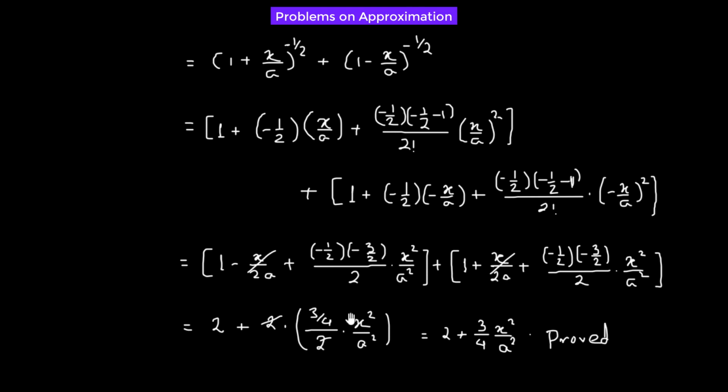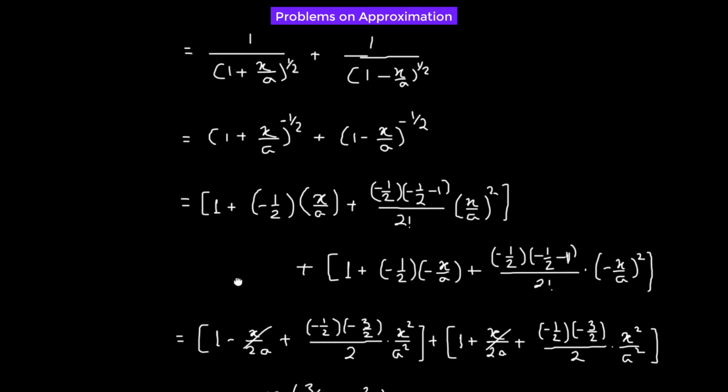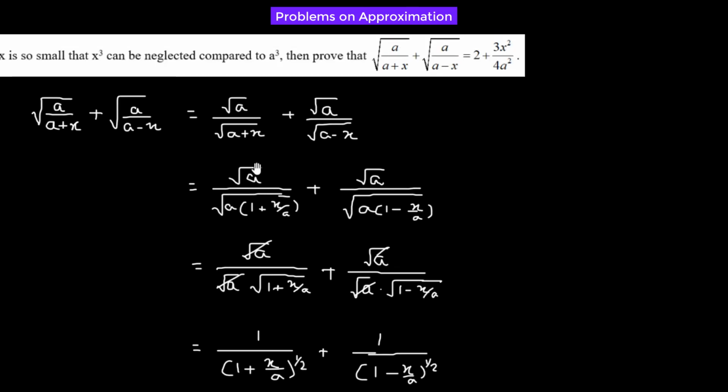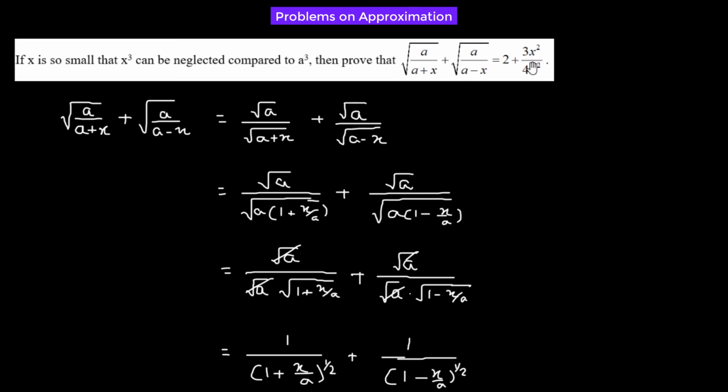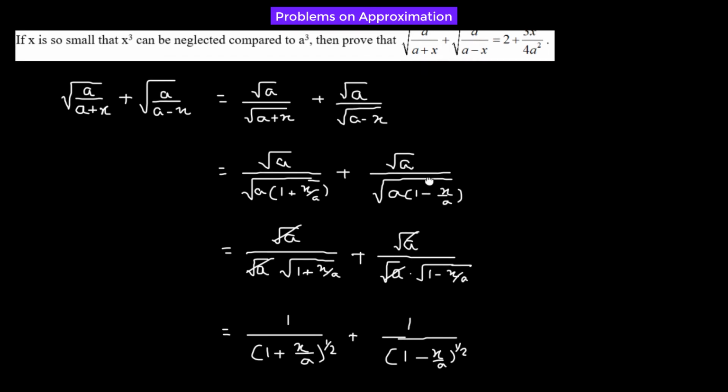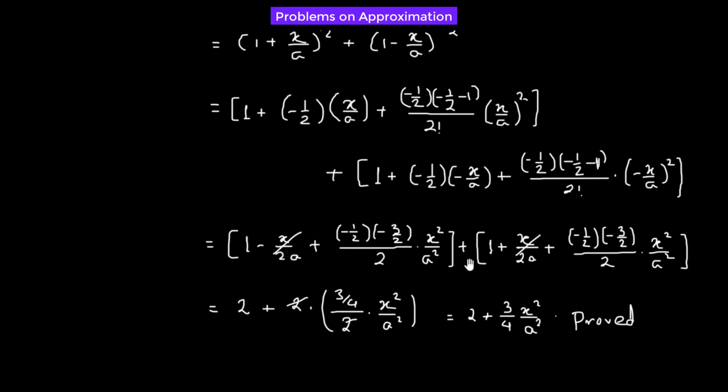So let's go back to the question. So it's 2 plus 3 over 4 times x squared over a squared. So we have 2 plus 3x squared over 4a squared. Let's move on to the next question.